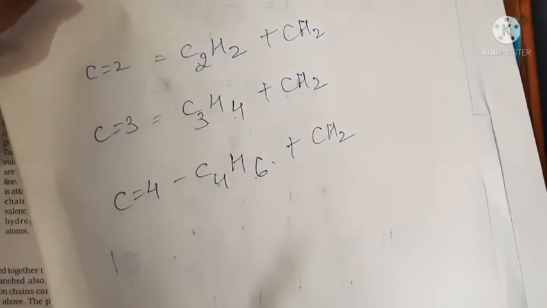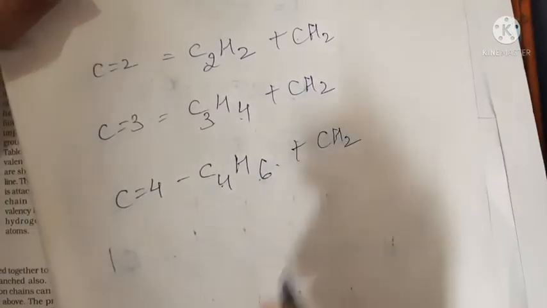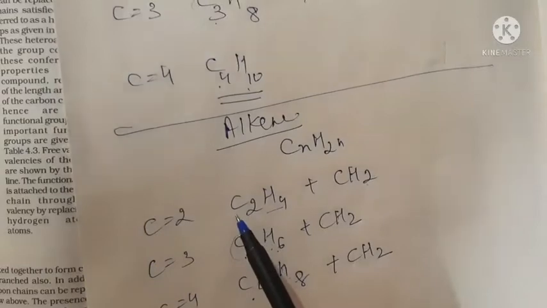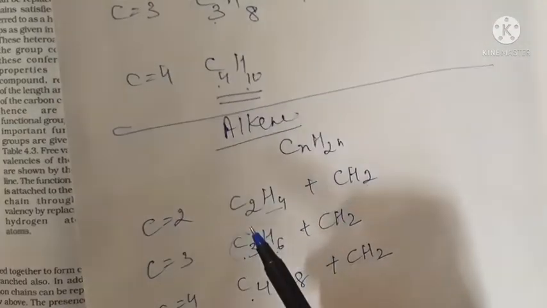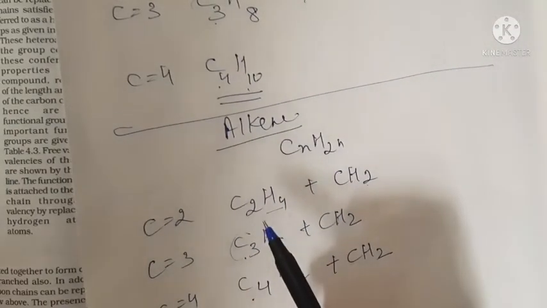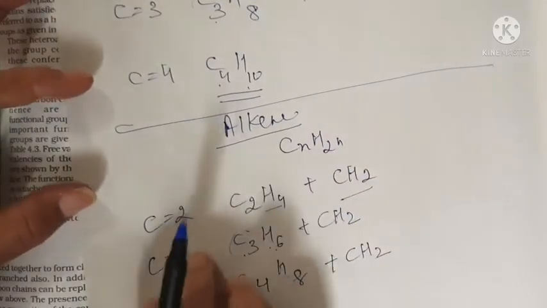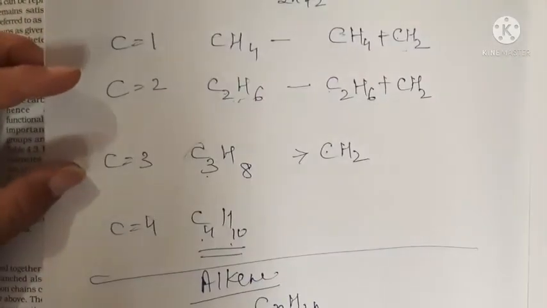They differ, the hydrocarbons, they differ from each other by CH2 group. Understood or no? So alkenes, alkynes and alkanes, the successive hydrocarbons, they differ from each other by CH2 group. So in the alkane also they differ by CH2.